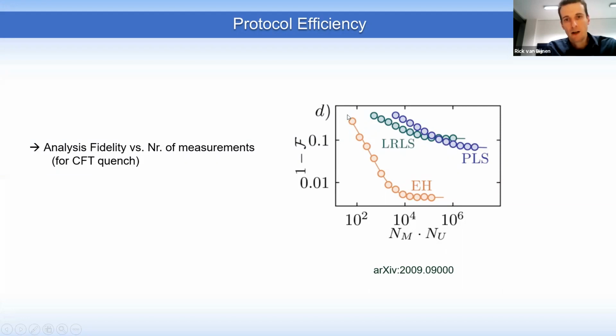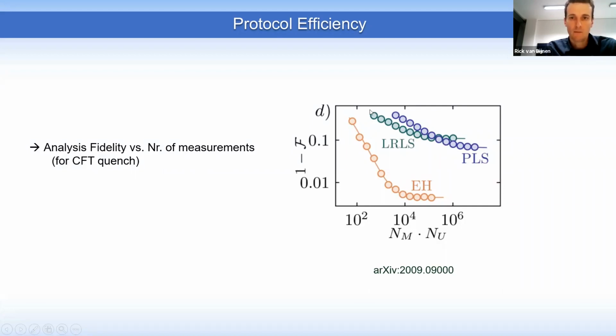And we see here our entanglement Hamiltonian procedure, which decreases quite rapidly. And at some point it flattens out. And this means basically your ansatz, this remaining error, is just an error of the ansatz. So even if I measure more, I cannot really get a lower infidelity.